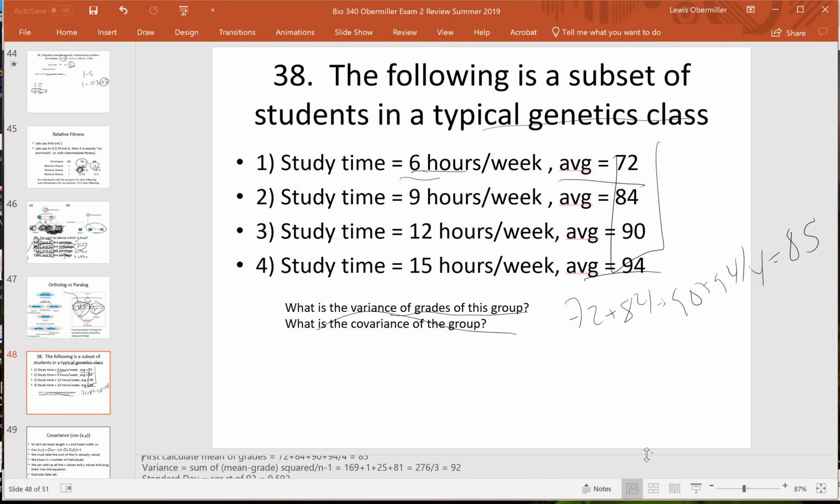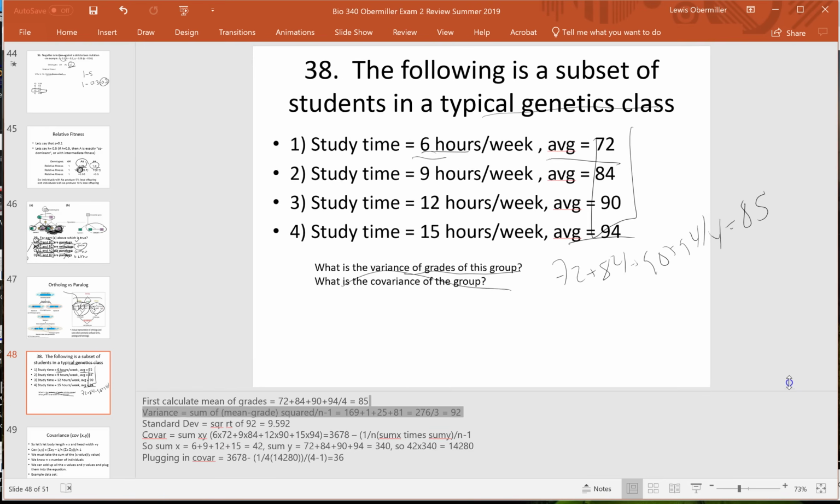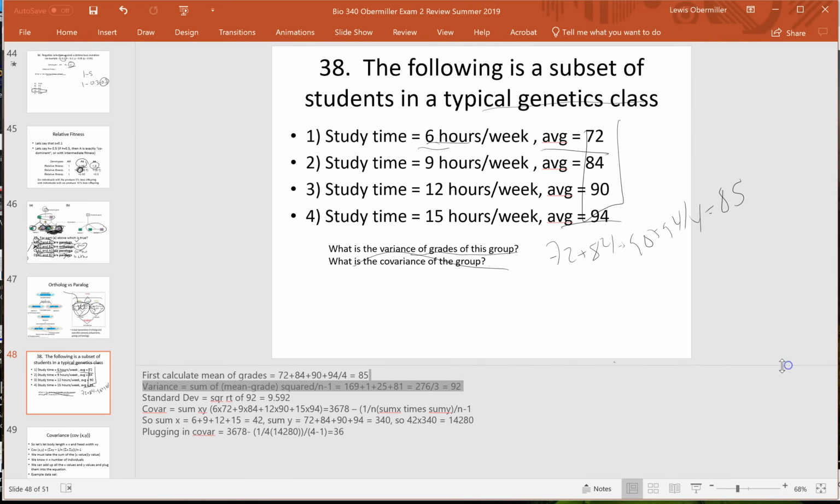Where's my mouse? All right. I don't have time to do all this math, honestly.